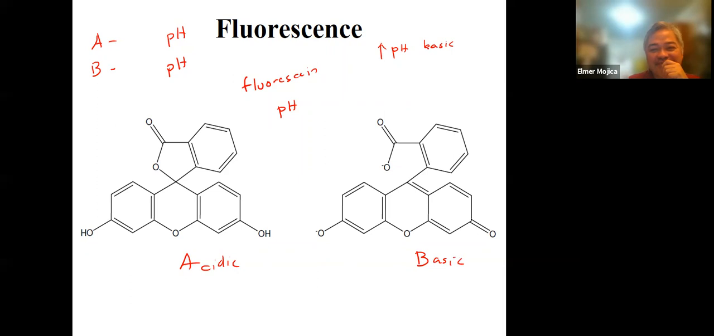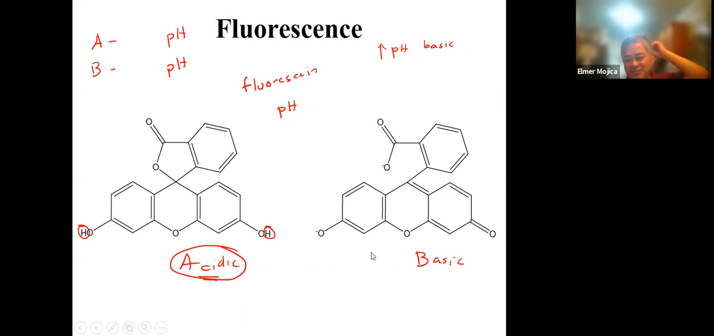Why? Bakit ko sinabing acidic to? Ano yung evidence? Just trying to see kung gaano nyo naintindihan yung basic chemistry nyo. Why do you think I say this is an acidic pH? It's something to do with this one, right? Acidic pH, which means protonated. At high pH or basic pH, you see, wala yung H.